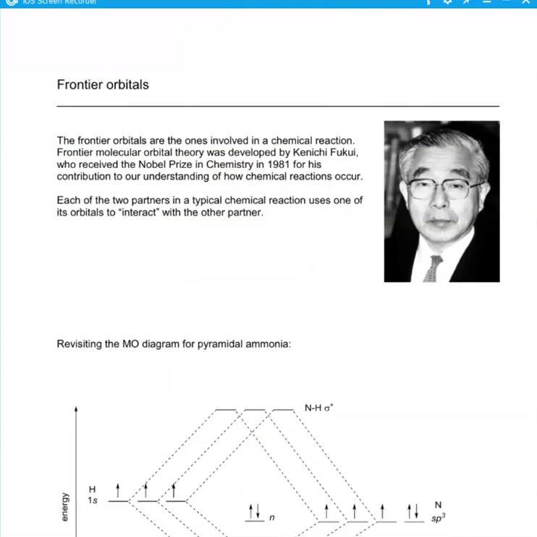Okay, so what can we get from this? Well, one of the things that we're going to get out of this is this idea of the frontier orbitals. Now, the frontier orbitals are the ones that are involved in a chemical reaction. And the guy who came up with this was this guy named Kenichi Fukui, and he got the Nobel Prize in 1981 for figuring this out and coming up with this theory. So what this is based on is the idea that each of the partners in a typical chemical reaction, let's say you have 2 chemicals reacting with each other, each of those chemical partners is going to use one of its orbitals to interact with the other partner. Those are going to be called the frontier orbitals.